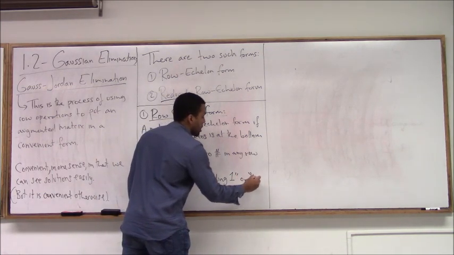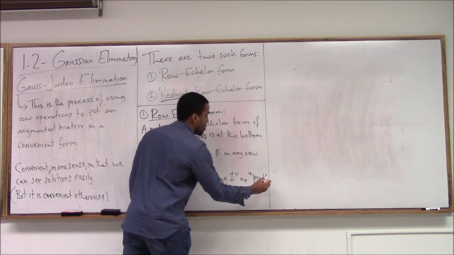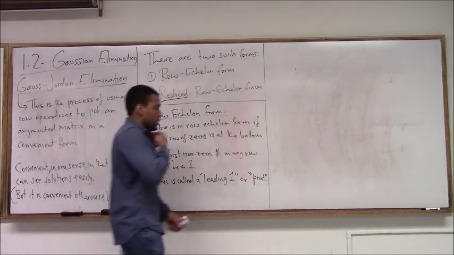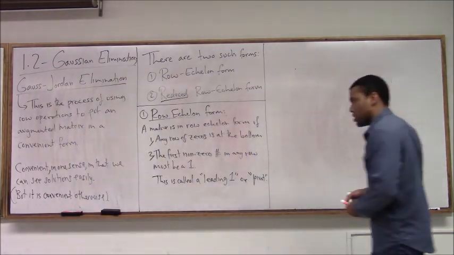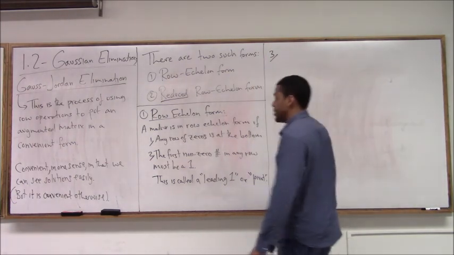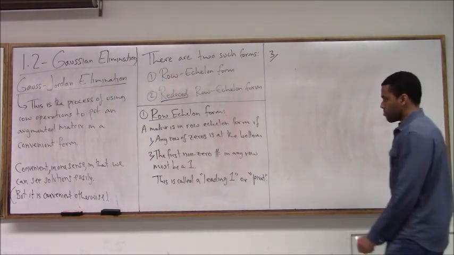Or we might call it a pivot. I could call it either of those, but that's what that number is. So if I mention, oh, the leading 1 in the 3rd row, you know what I'm talking about is the first non-zero number in that row. So the first non-zero number in any row should be a 1, which we will call a leading 1 or a pivot. Here's the third thing.